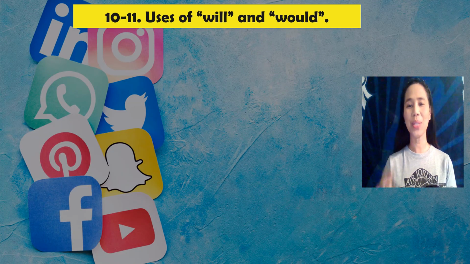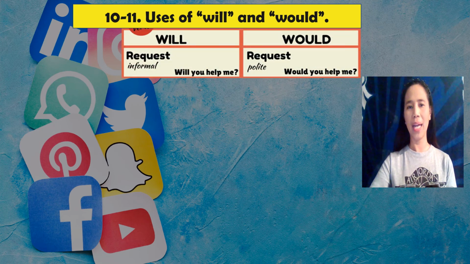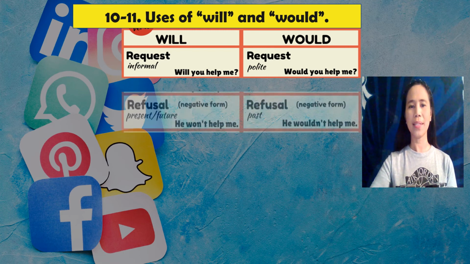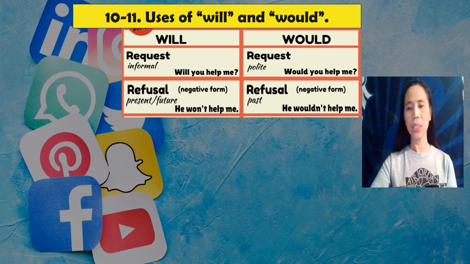Here are the last two modal verbs that we are discussing, the uses of will and would. Will and would are both used to ask or to request. However, will is used informally and would is used in a more polite way. Here's an example. Will you help me? And for would, we can say, would you help me? So that's it. Next thing, refusal. Will is used in the present and future, and would is used in the past. We can say, he won't help me. On the other side, we can say, he wouldn't help me. So that's it.